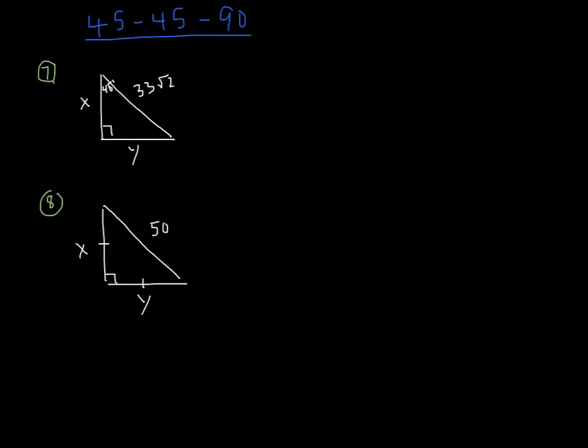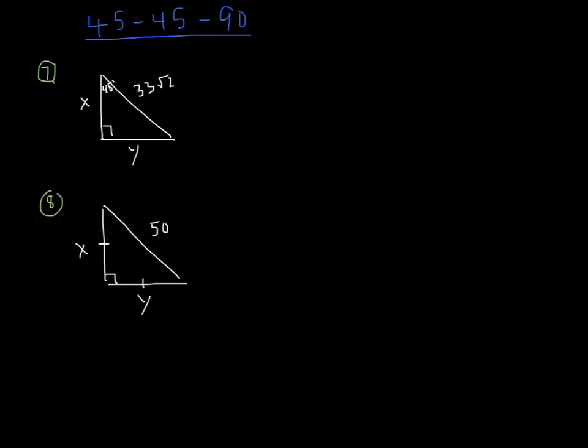Okay, students, in this video I'm going to walk you through some examples of how you can use your shortcuts, your relationships that we found in the 45, 45, 90 triangles to avoid having to use trigonometry because it's going to take longer, and most importantly we want to end up with some exact answers for the lengths of x and y, and trig does not allow us to get exact answers.